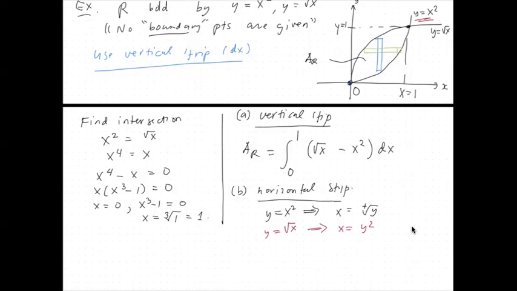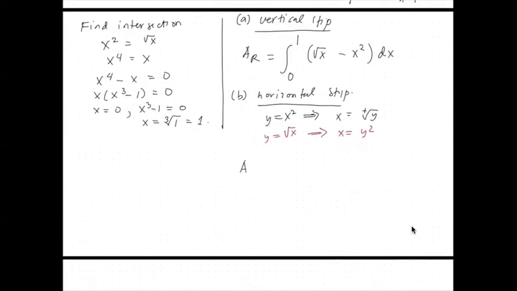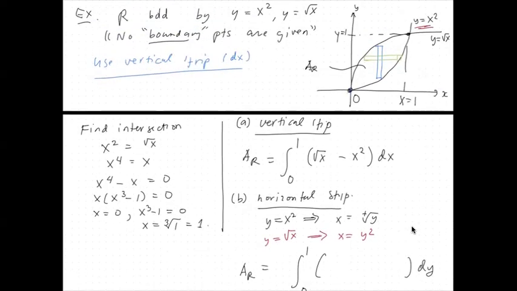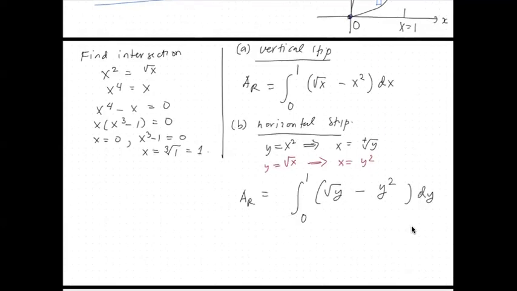So in the area using dy, the integral, put parentheses, 0 to 1 still. But now everything is in terms of y. So this is your upper, this is associated with x squared, this is square root of y, minus the one associated with y equal to square root of x. So here, this is your lower. This is just that one. Okay, so that's it for our area between curves.